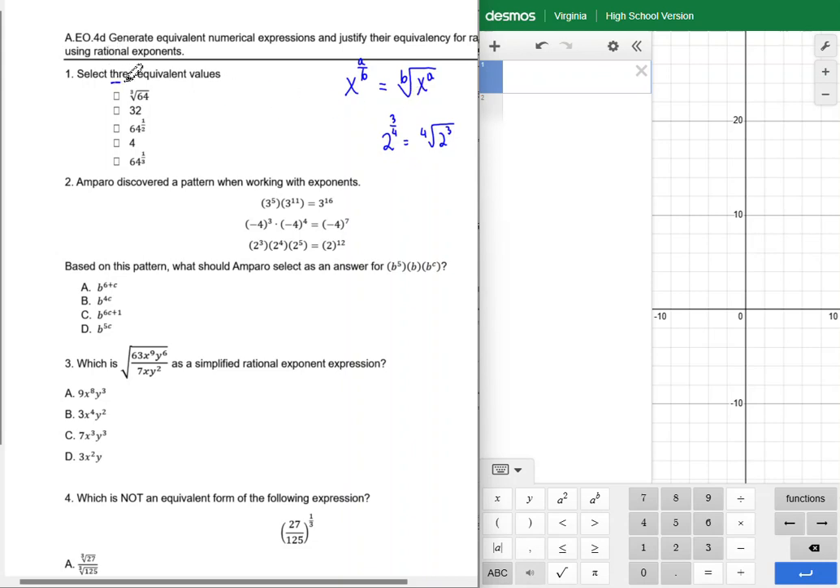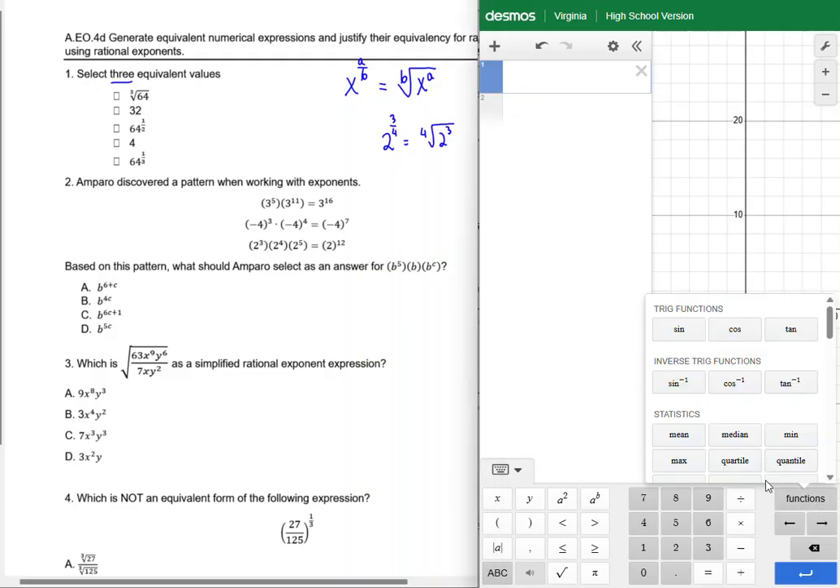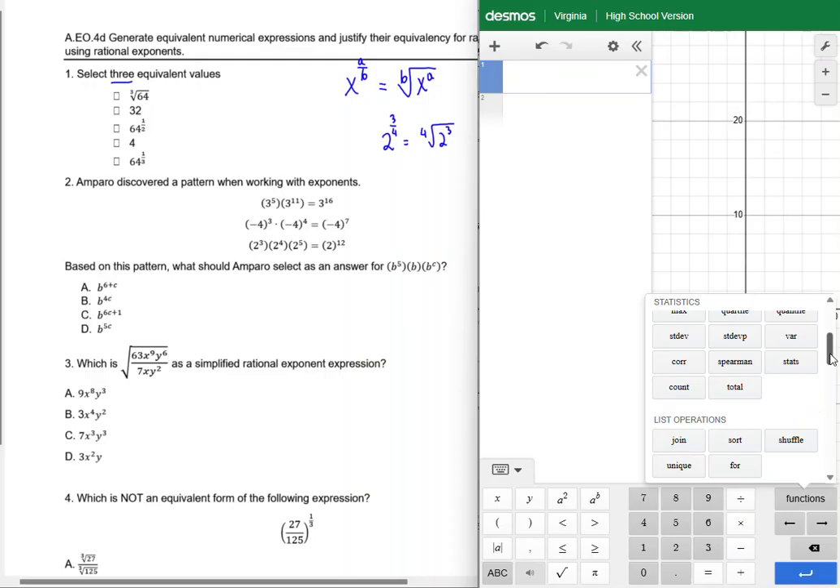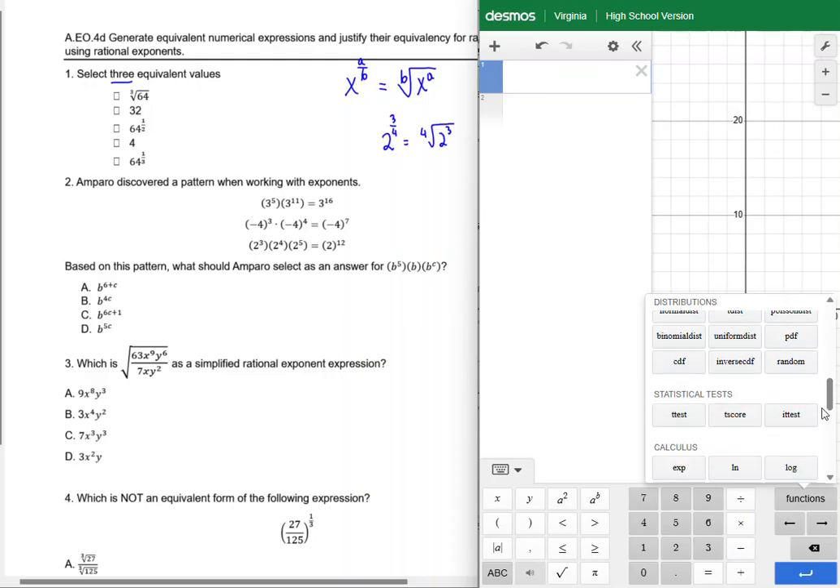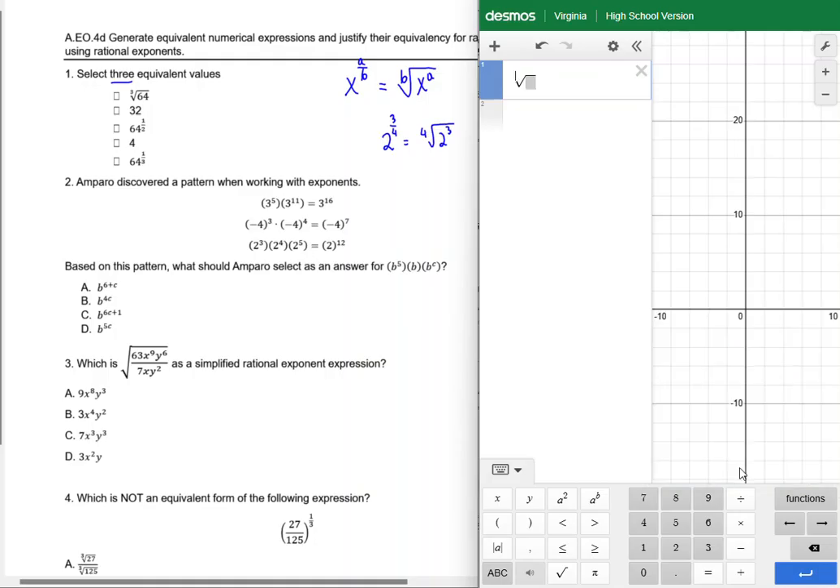So here it says select 3 equivalent values. Since they don't have variables or anything, I could just put each one in Desmos and see. Equivalent just means equal, so I can go ahead and put all this in Desmos. So the cube root of 64, then you have 32, which is just 32. 64 to the power of 1/2 is 4. And then 64 to the power of 1/3.